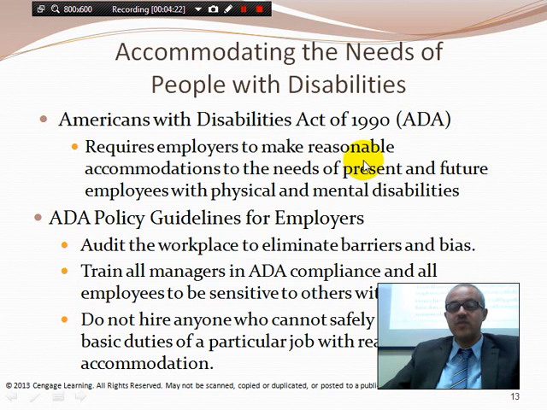It requires employers to make reasonable accommodations to meet present and future employees' physical and mental disabilities. Some companies have to have a certain percentage. If you have more than 100 employees, you have to have at least one disabled person. You see, sometimes if you have more than this number of people in your facility, you have to have your facility ready for disabled people.